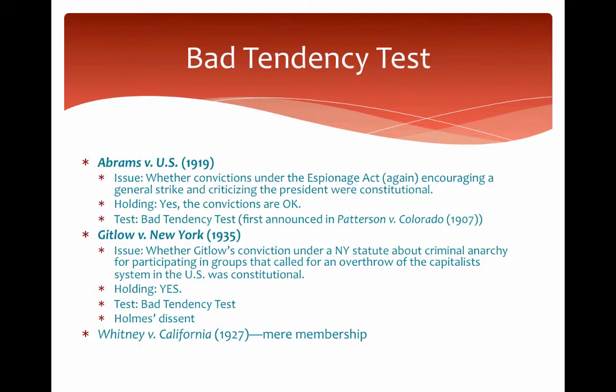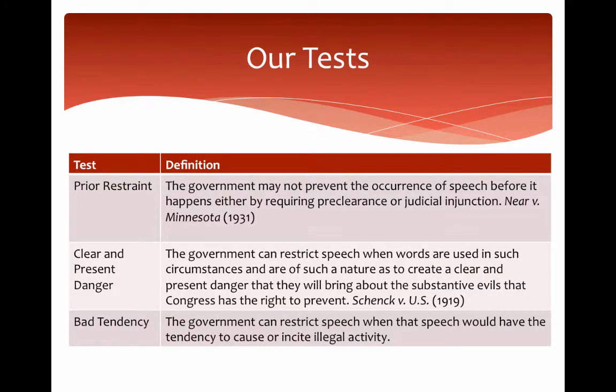Also of note is the Whitney versus California case. In Gitlow you have someone who actually is in possession of pamphlets and possibly distributed these pamphlets. In the Whitney case, you have even less of a connection. The connection is just that someone had attended meetings and possibly been a member of a socialist or communist group. And the court said that mere membership in one of these groups can be punished, that you are not protected by your First Amendment rights. So you can see the lengths to which the court was willing to go in some of these cases to uphold governmental restrictions. So we then add bad tendency onto the end of our list. The government can restrict speech when that speech would have the tendency to cause or incite illegal activity.